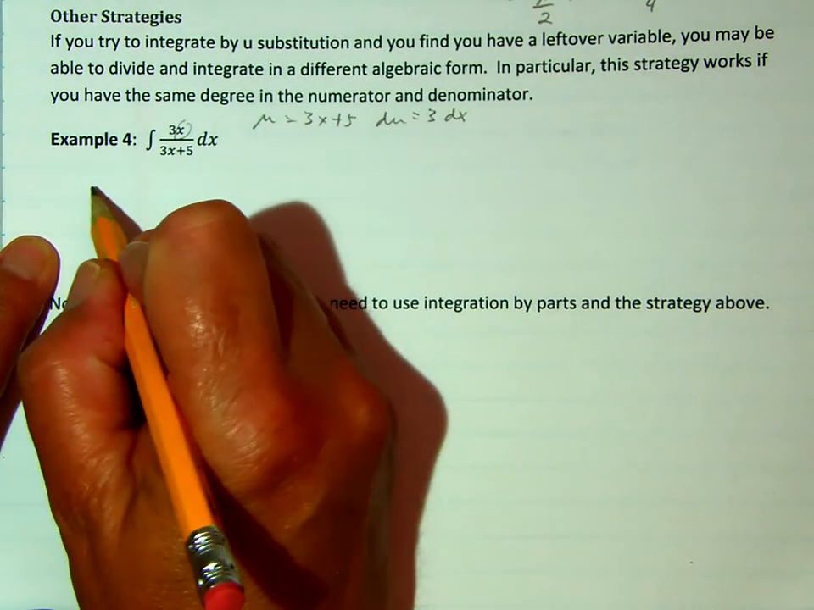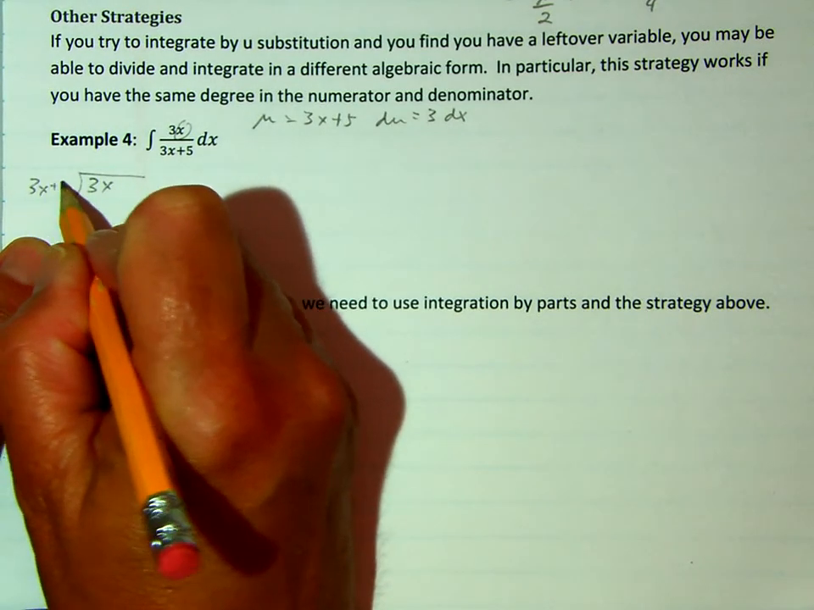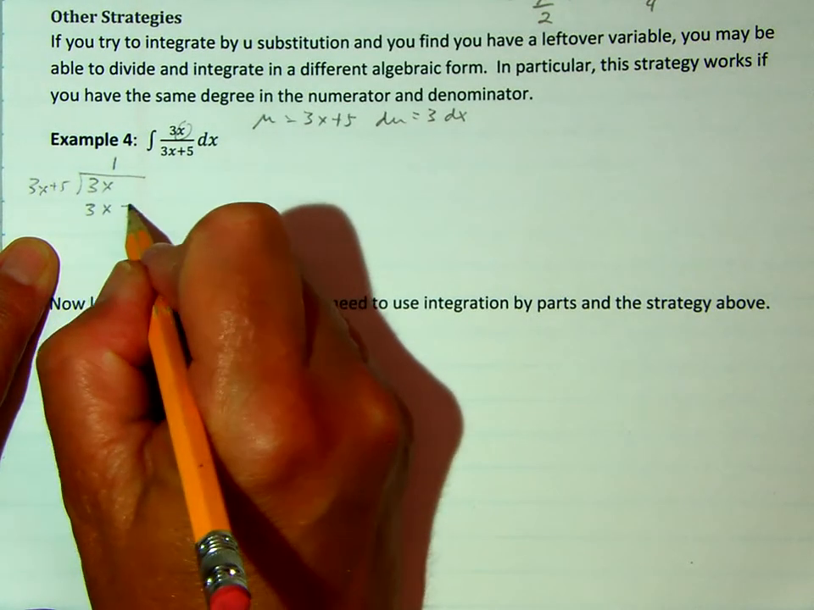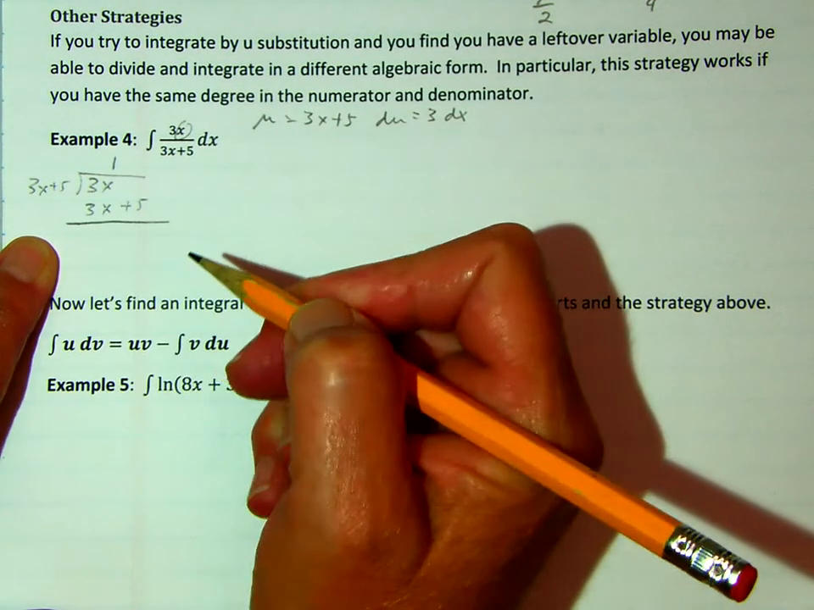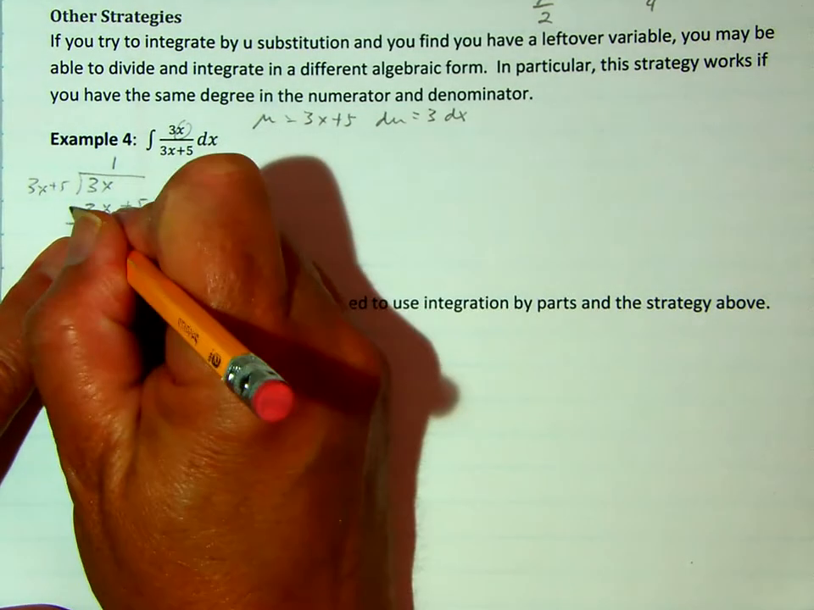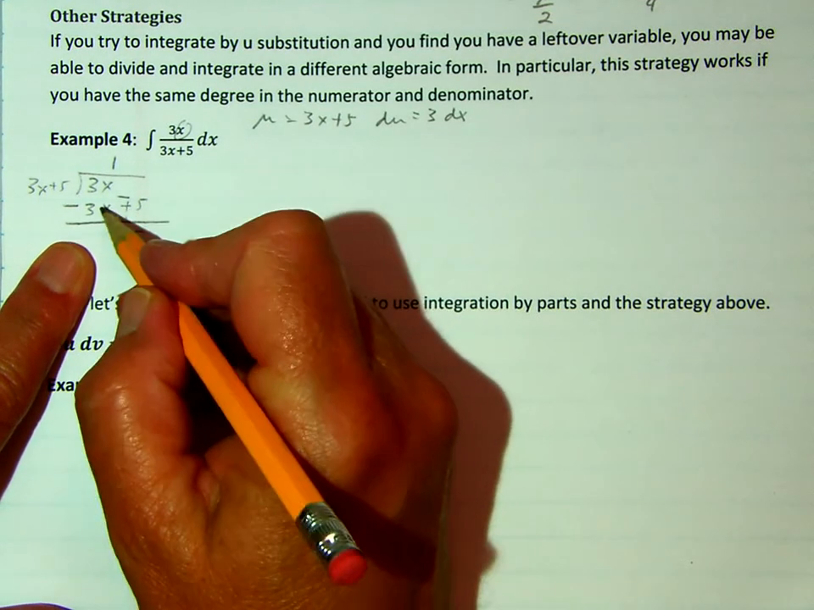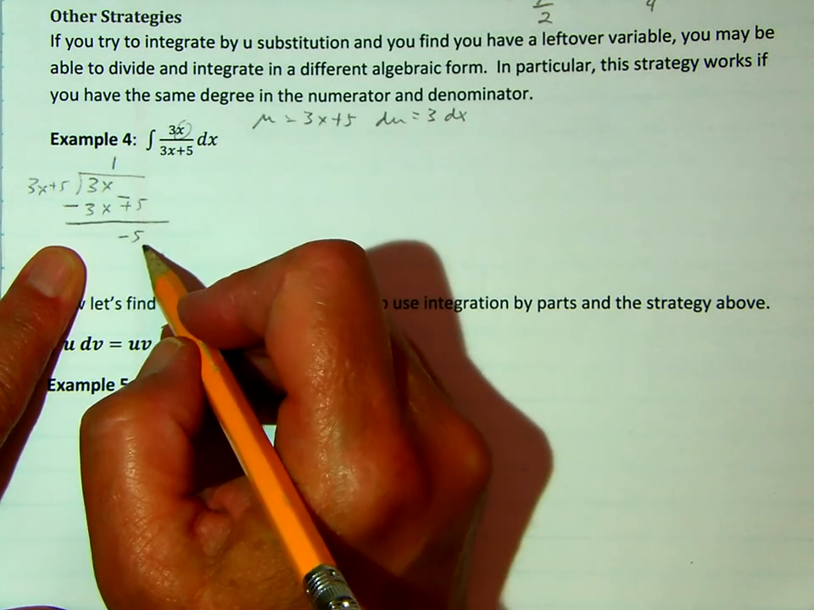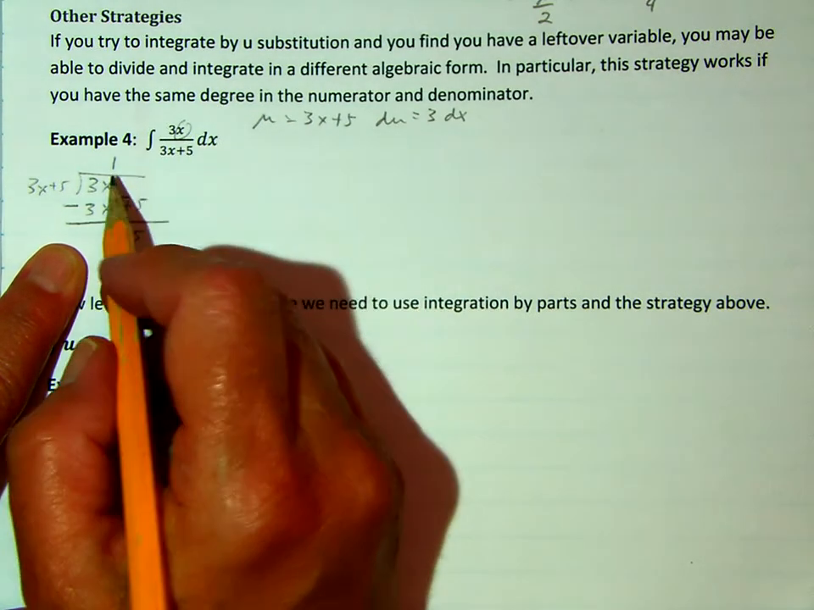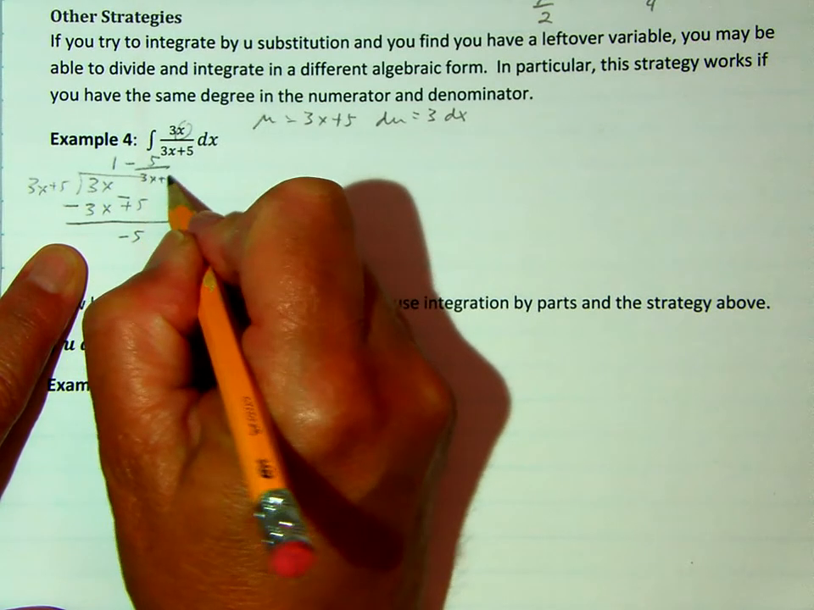So if I take 3x divided by 3x plus 5, that would be 1. And we do this division automatically. Remember what you do. You then subtract, and we would get negative 5. 3x minus 3x is 0. So that tells me that 3x over 3x plus 5 is 1 minus 5 over 3x plus 5.